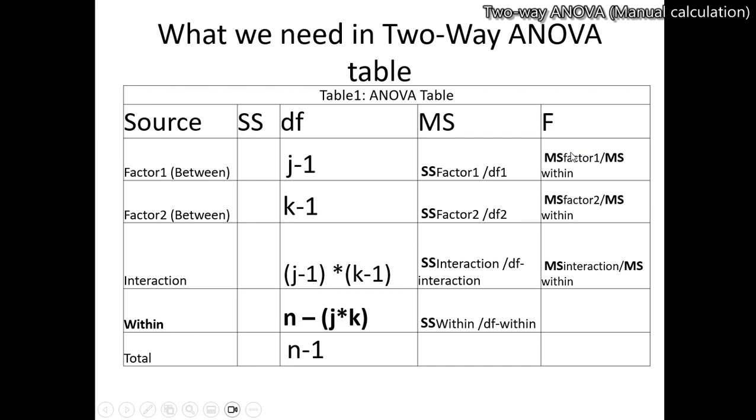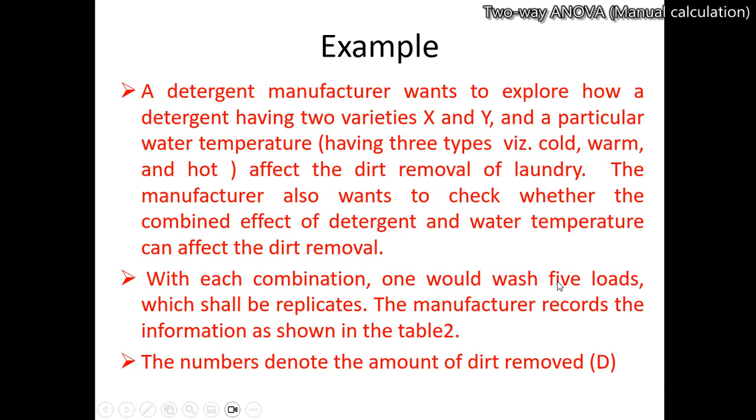The F statistic is calculated as the mean square for factor 1 divided by the mean square within. For factor 2, it is the mean square for factor 2 divided by the mean square within. For the interaction term, the F ratio will be the mean square for interaction divided by the mean square within. Let us take up an example and understand how to calculate two-way ANOVA manually.